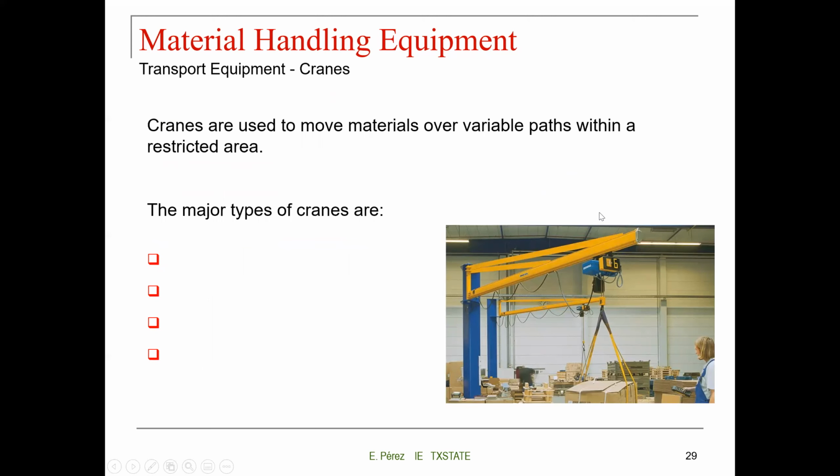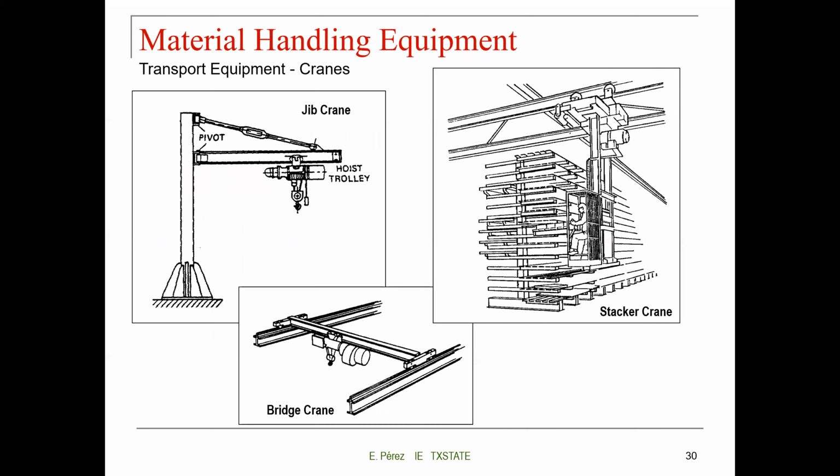So cranes are used to move materials over a variable path within a restricted area. The major types of cranes are the jib crane, bridge crane, gantry crane, and the stacker crane. So here's the jib crane, the bridge crane, and the stacker crane. You can see the difference between them. Again, it will depend on the type of environment that you're working in and the space that you have available to set up such type of equipment.